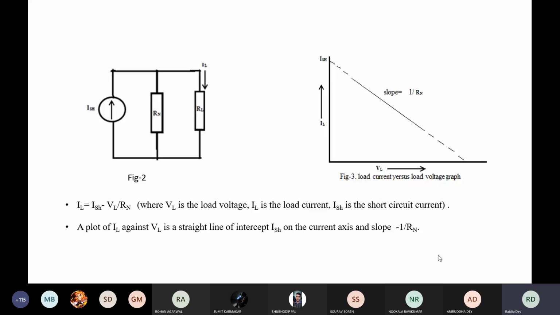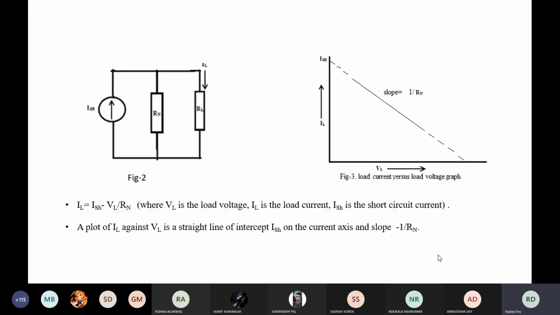Now how much current is flowing through RN? That is VL divided by RN. That much current is flowing through RN. So what will be the load current, that is the current through RL, or IL? IL will be equal to the total current, that is ISH, minus the current through RN, that is VL by RN. So this equation we can get from this diagram, and we will try to plot this equation.